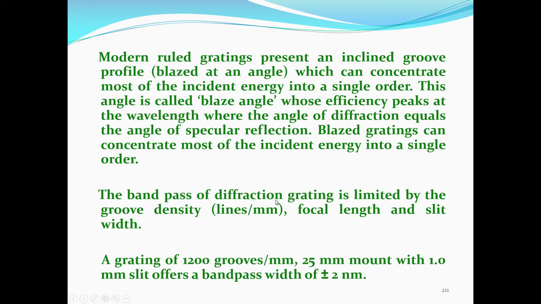The band pass width of a diffraction grating is limited by the groove density, lines per mm. As I have told you, it varies between 1800 to 30,000, and it also depends upon the focal length and the slit width we normally employ. A grating of about 1200 grooves per mm and 25 mm mount, that is the size of the grating, with a 1 mm slit offers a band pass width of plus or minus 2 nanometers. That is excellent monochromaticity as far as spectrophotometry is concerned.